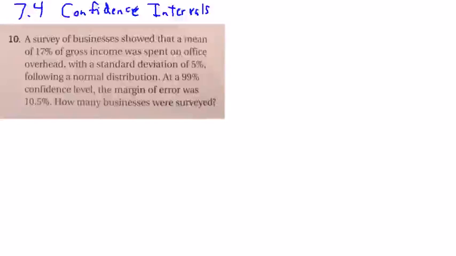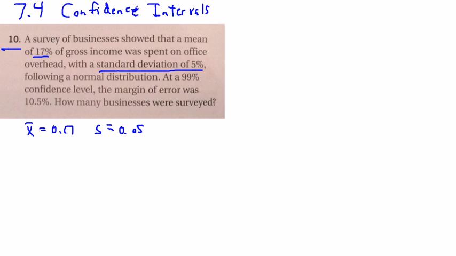Okay, ladies and gentlemen, we're going to take a look at section 7.4, which is about confidence intervals, and look at question number 10. It says a survey of businesses showed a mean of 17%. Since it's a survey, I'm going to call that X bar, 17% of gross income was spent on office overhead with a standard deviation of 5%, following a normal distribution at a 99% confidence level.